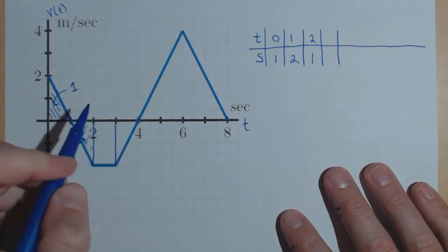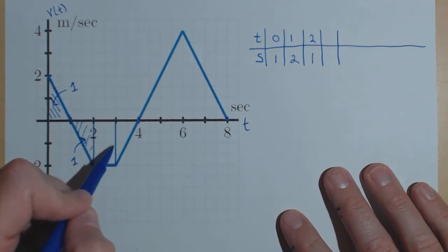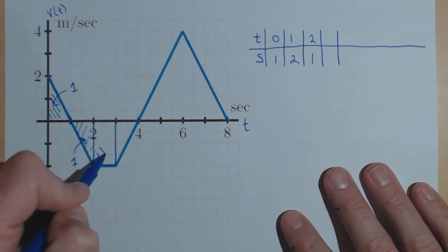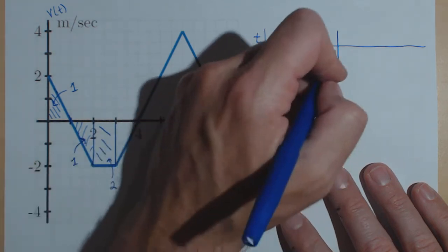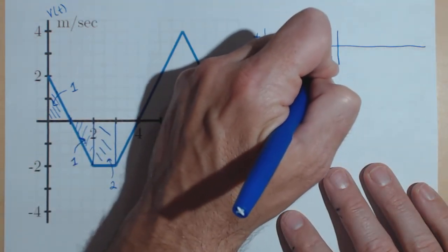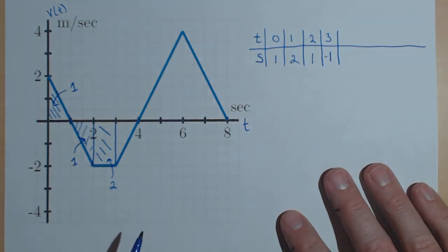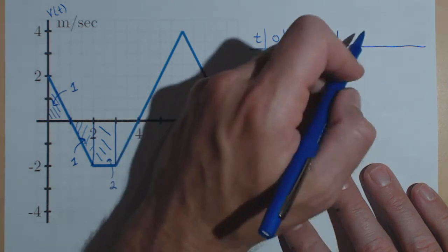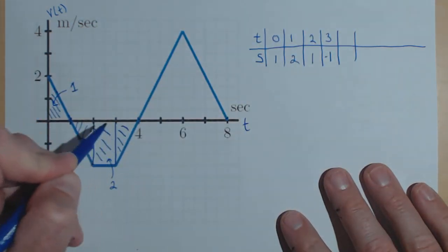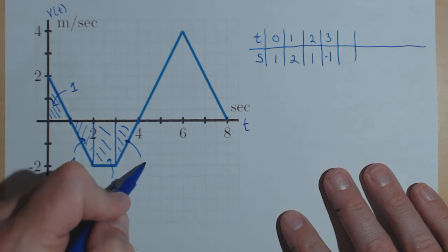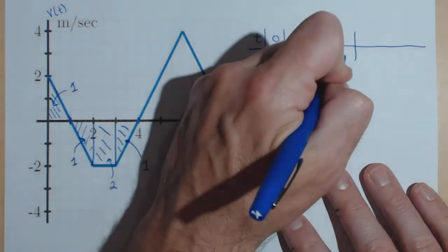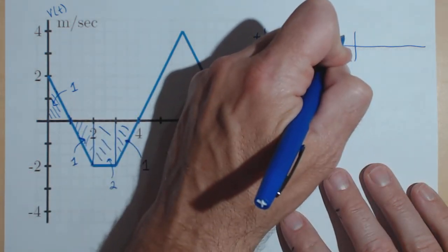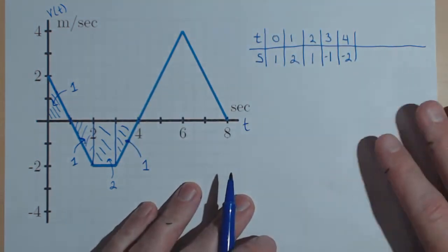So for instance, here's 3. Now we have a rectangle with a base of 1 and a height of 2. So he's moving 2 units, and it's below the x-axis, so he's moving 2 units backwards. So at 3 seconds, his position is -1 meter past this point that we're measuring from. Let's go to 4. We've got another triangle with an area of 1. Again, it's negative, so he's moving backwards another meter. So he'll be at -2 at 4 seconds.